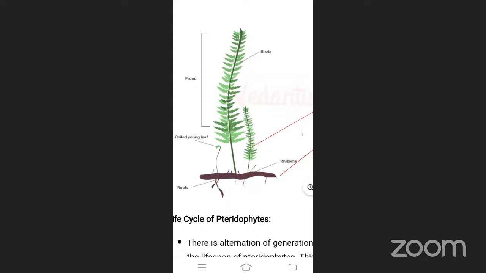For vegetative propagation, it occurs by adventitious branches, gametophytes and root tubers. These are the vegetative processes. The fertile leaves bearing the sporangia are known as sporophylls. This is a special character in the Pteridophyta.